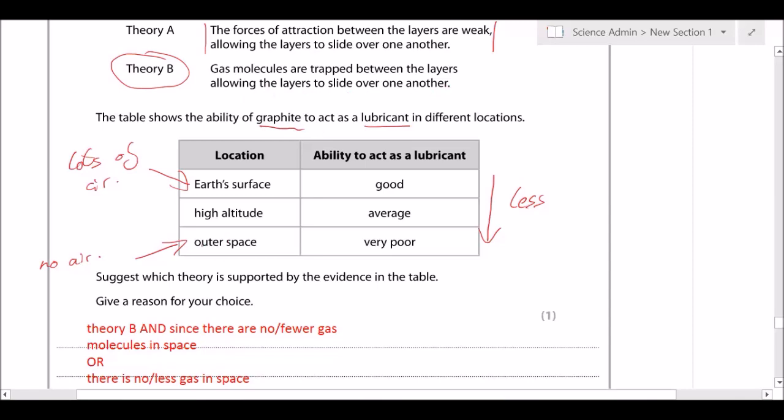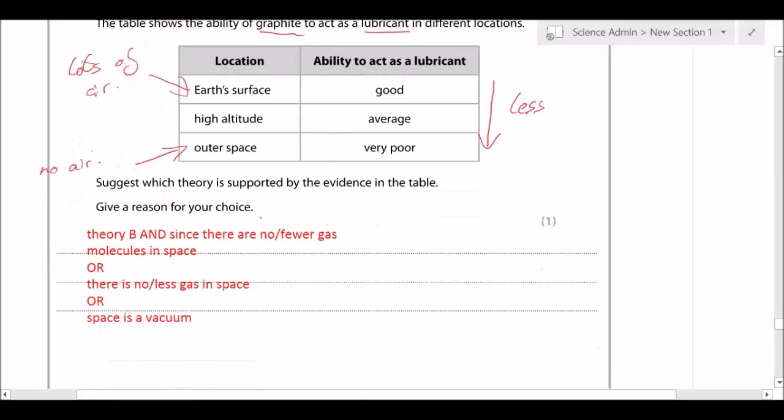Because outer space, like I said before, has no air. So if you take it into outer space, that air, or these gas molecules, are going to go. Therefore the layers will sit on top of each other and won't be able to slide. So the fact it's getting worse as the air disappears means it must be theory B. Okay, so theory B and the reasoning: there's fewer gas molecules in space, or there's less gas in space, or space is a vacuum.